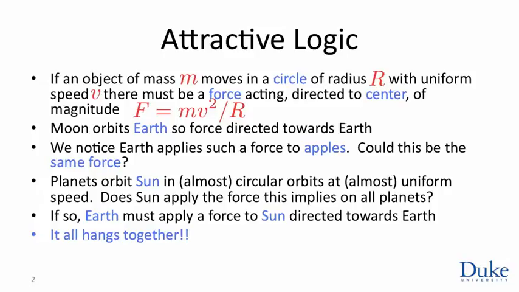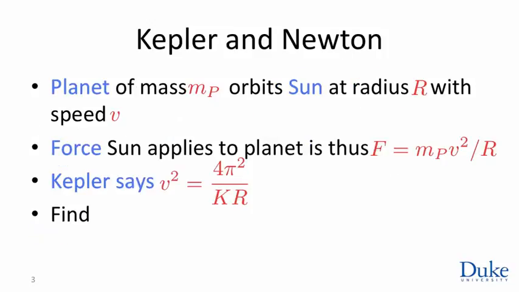And now we have lots of cases where the Earth is applying a force to things directed towards the center of the Earth. Perhaps that force too is the same force that makes the moon orbit the Earth and apples fall on people's heads. It all hangs together in a beautiful framework, and we can do the math. So let's start with the idea of something orbiting the sun. We'll have a planet. We'll call its mass m_p, where p stands for planet, any planet. If it orbits the sun at radius r with speed v, then Newton's understanding of mechanics tells us that the force the sun applies to that particular planet is the mass of the planet times v squared over r for that planet.